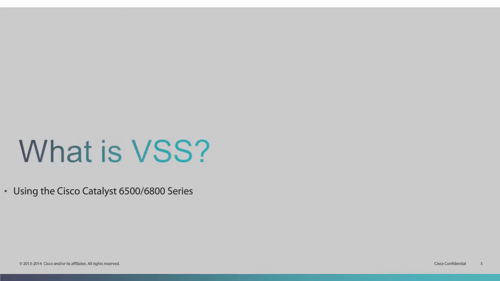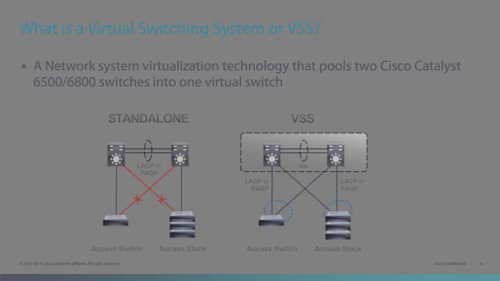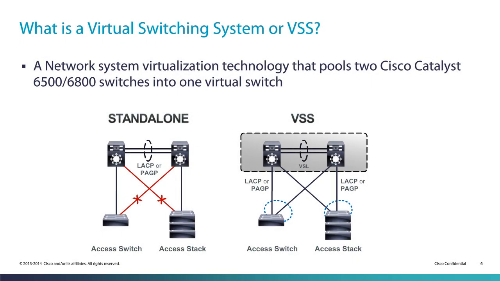Let's get started with a brief introduction about VSS, or Virtual Switching System. VSS is a network system virtualization technology that pools multiple Cisco Catalyst 6500 and 6800 series switches into one virtual switch, increasing operational efficiency, boosting non-stop communications, and scaling system bandwidth capacity to 4 terabytes per second. The VSS technology takes two physical chassis and creates an active standby control plane relationship across the two chassis while creating an active data plane.